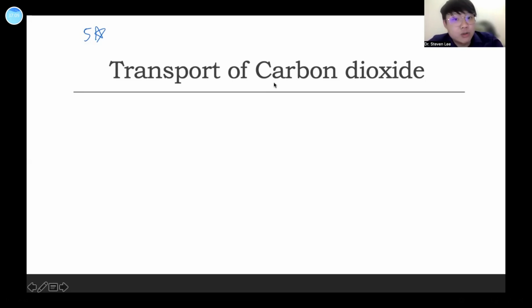You must remember there are 3 ways to transport carbon dioxide. Oxygen 1 way only, oxyhemoglobin, but carbon dioxide got 3 ways. Okay, let me show you what are the 3 ways first. 1 way they can bind with hemoglobin, but this is not a preferred method. Only about 20-something% of carbon dioxide does this. They don't prefer to do that.